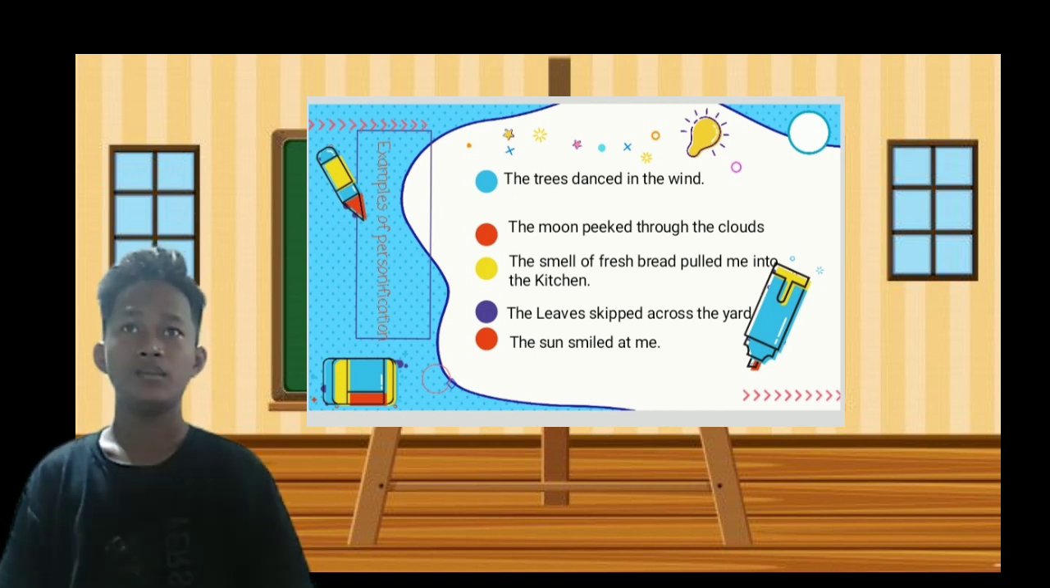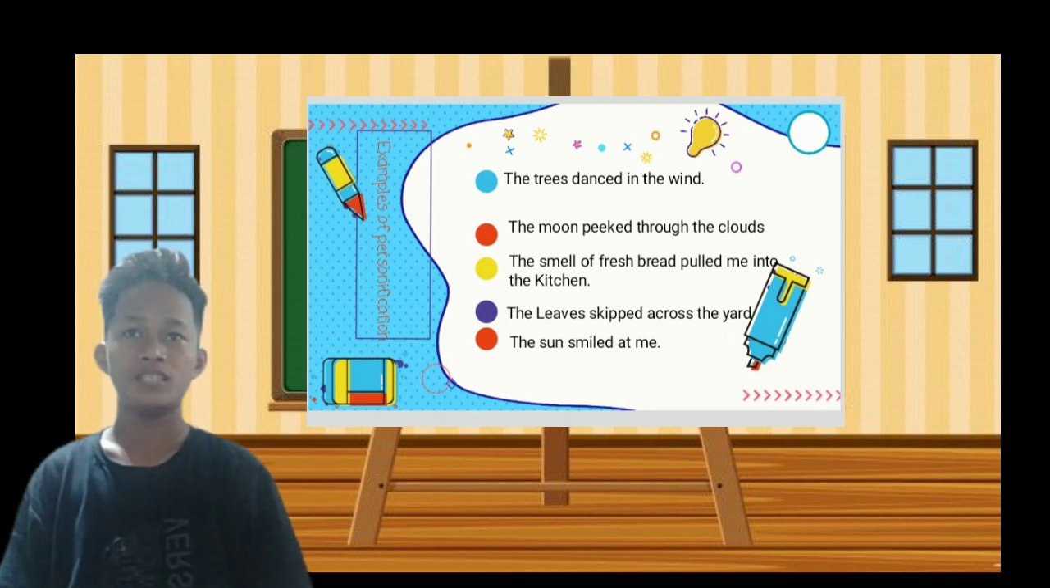The trees dance in the wind. The moon peeked through the clouds. The smell of fresh bread pulled me into the kitchen. The leaves skip across the yard. And the last one is the sun smiled at me. So as you can see, we're giving human characteristics to otherwise inanimate objects.